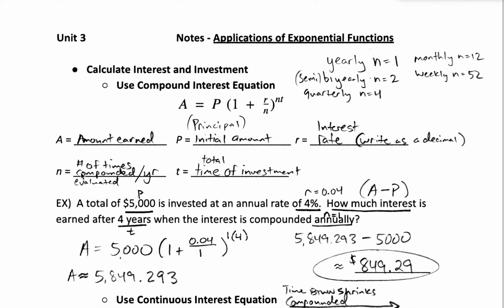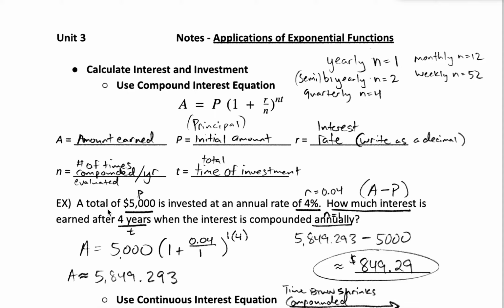N is going to be the number of times that your interest is compounded or simply evaluated per year. And so that could happen in multiple different ways. We could just do it once per year or yearly. So in that case, our N would be 1. We could do it semi or biannually, and that would mean that N happens twice per year. We could do it quarterly, which happens 4 times per year. Monthly would happen 12 times per year, and weekly would happen 52 times per year. Very rarely do we ever use weekly. More often we're doing it monthly or quarterly or biannually or yearly.